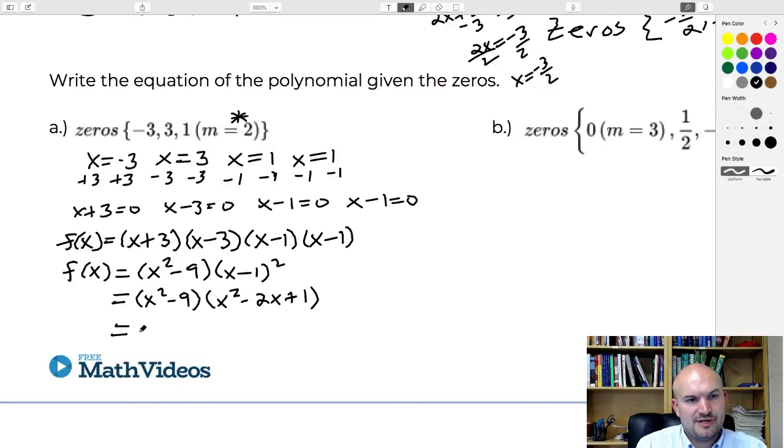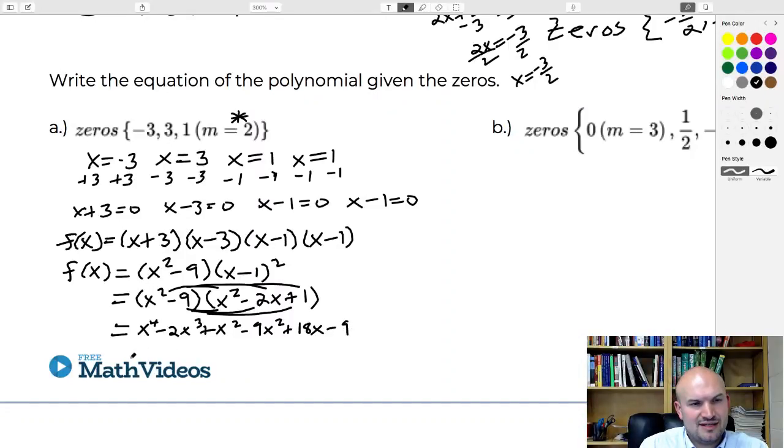Let's do distributive property. So I'm going to do x squared times each of these terms, and then I'll do a negative 9 times each of these terms. Okay, so therefore I'll have x to the 4th, negative 2x cubed. x squared times 1 is a positive x squared. And then I'll have a negative 9x squared, positive 18x, and then a minus 9.